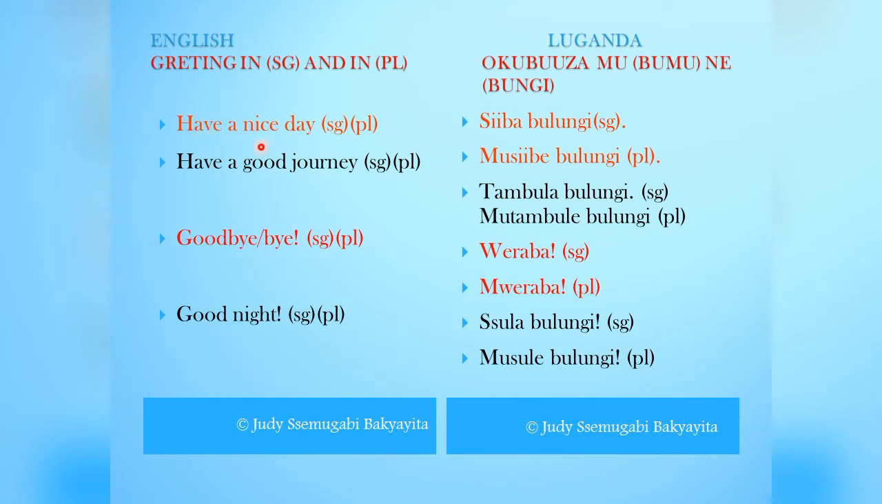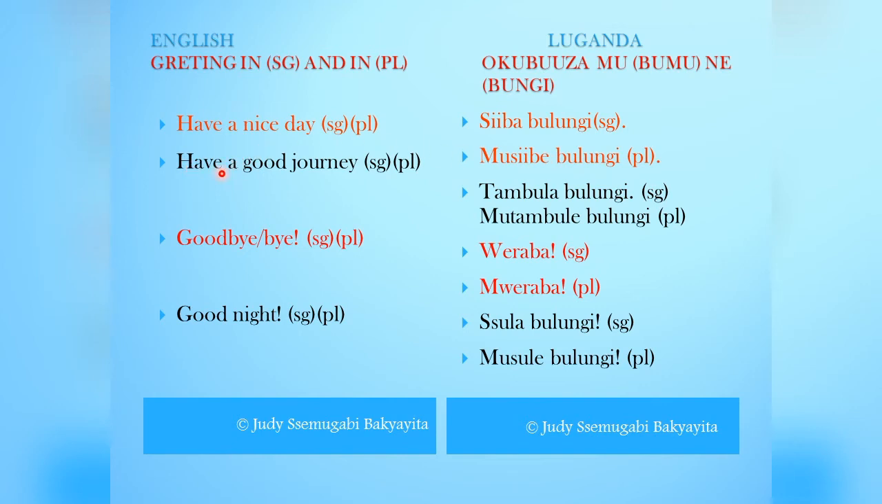Then when you're bidding somebody a nice day, you say, have a nice day, singular and plural. In Luganda, we say, siba bulungi for one person. In plural, you say musibe bulungi.